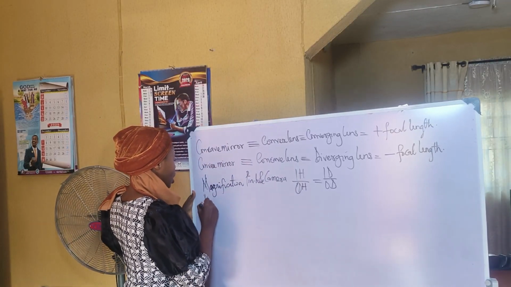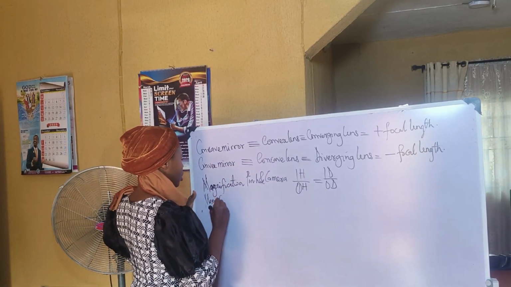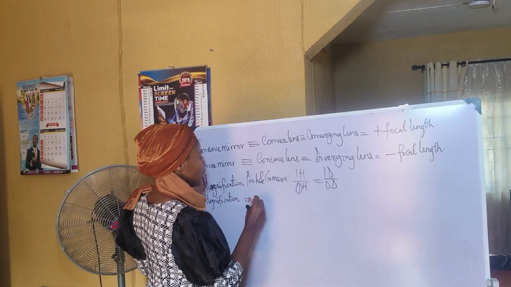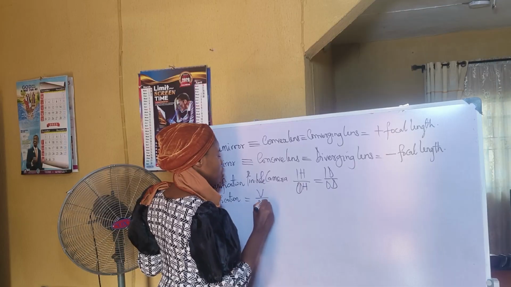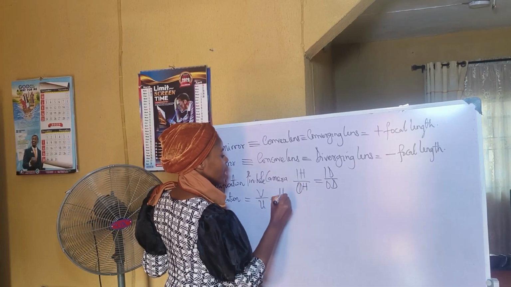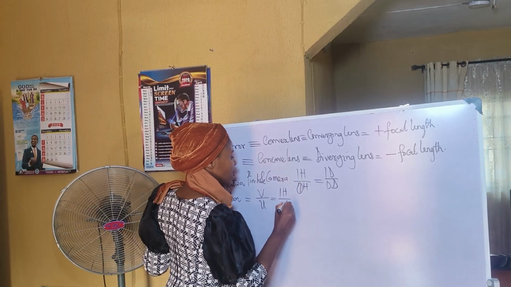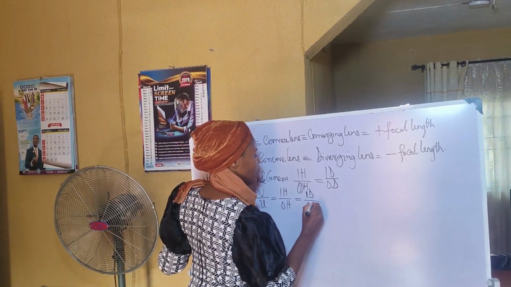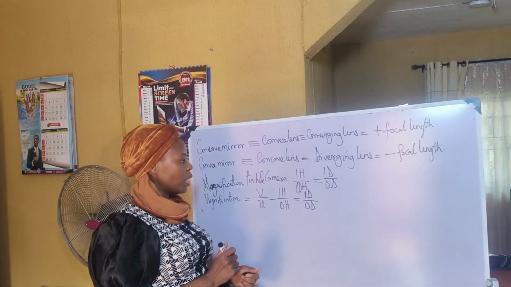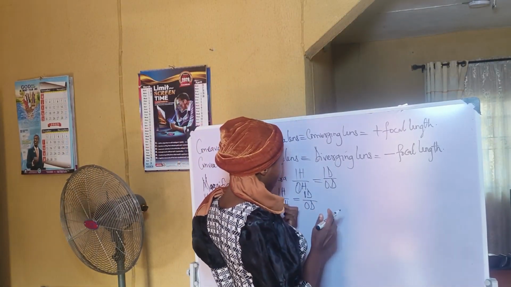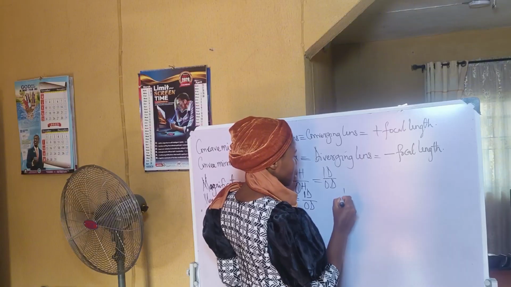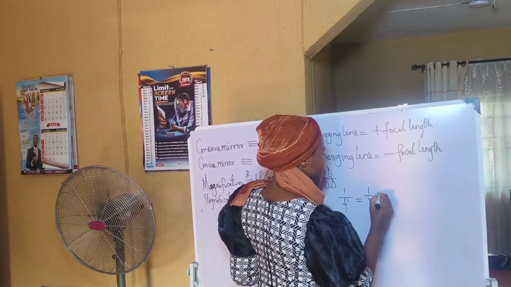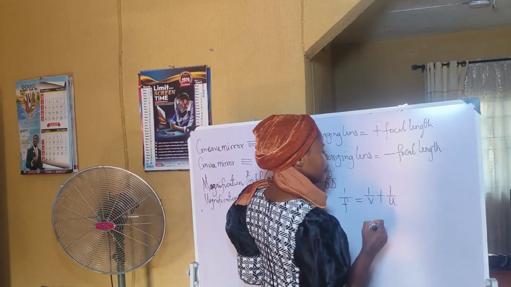But the magnification formula for a mirror is your V over U, which is the same thing as your image height over object height, or your image distance over object distance. This is the formula for magnification. Then you know the general mirror formula, which is 1/F = 1/V + 1/U.